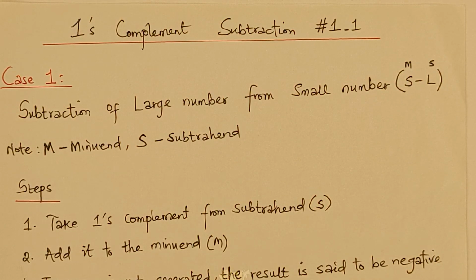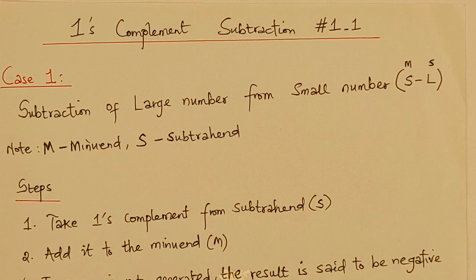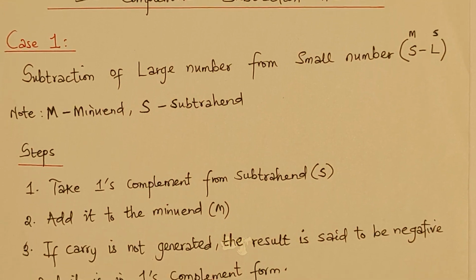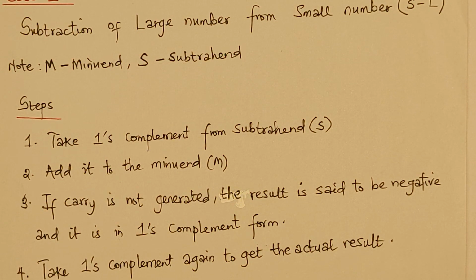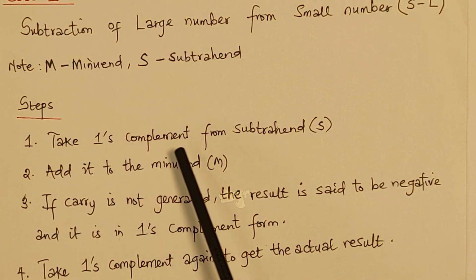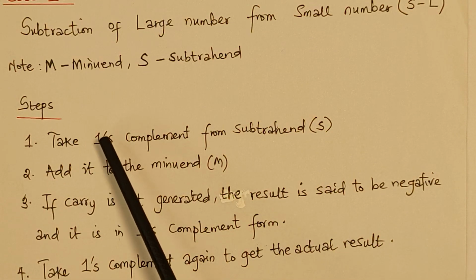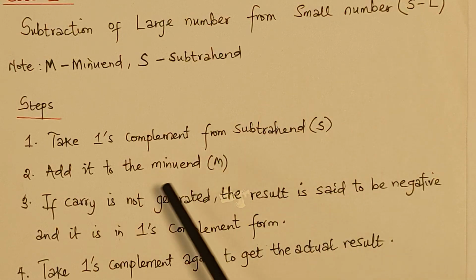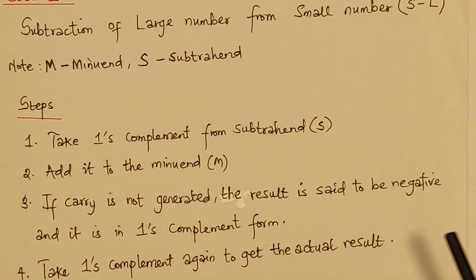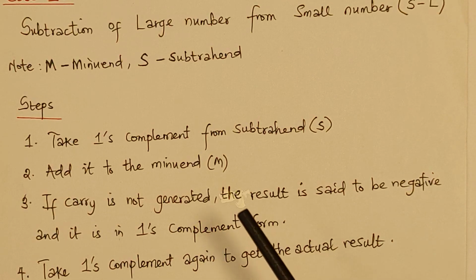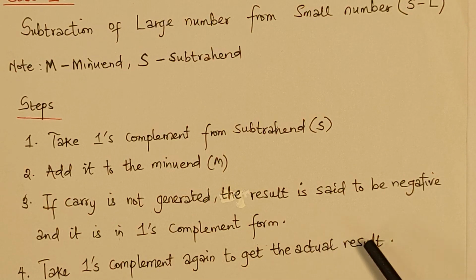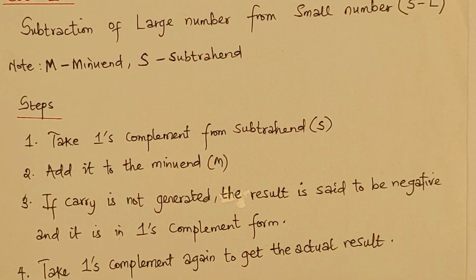Now, the next thing we need to do is to consider the rules, which are the steps to carry out when we want to implement this kind of task. So basically, we have 4 rules. The first one is to take the first complement of the subtrahend. The second one is to add it to the minuend. It means you're going to add the first complement of the subtrahend to the minuend. And then the third, we have to consider a case, which is if carry is not generated, the result is said to be negative, and it is in its first complement form. Now, the fourth one is we're going to take the first complement again to get the actual result, which we are looking for in any given question.